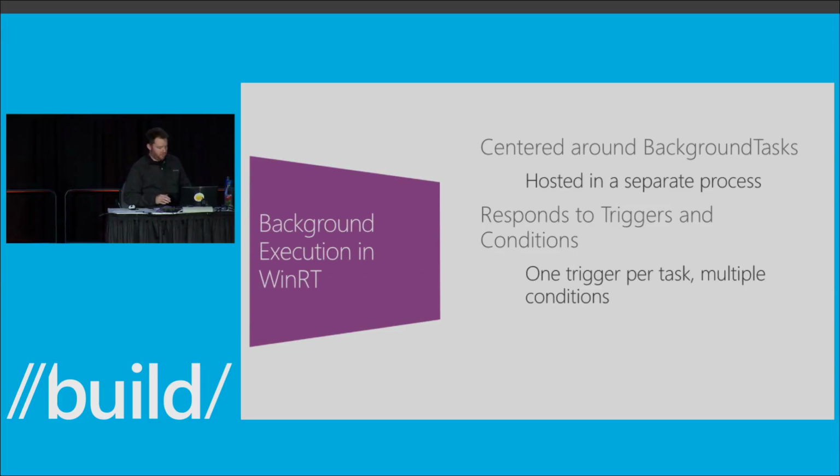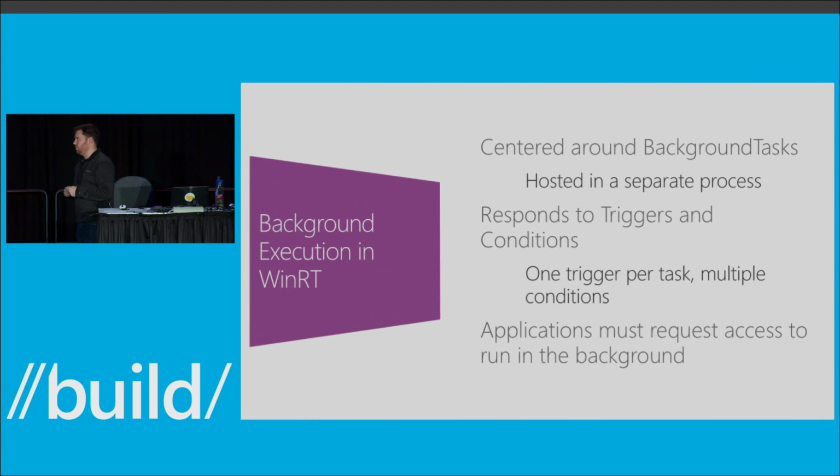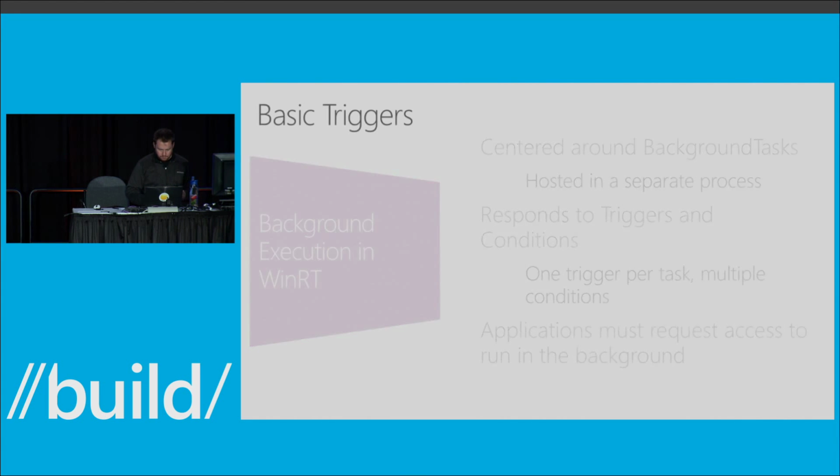Very equivalent concepts. And then one thing that's a little bit different from Windows that we've also brought over here in Windows Phone 8.1 is that applications must explicitly request access to run in the background. So there's an API you have to call to tell our background infrastructure that, as an application, I want to be able to run in the background. I'll talk more about that later and some of the implications that might have on your code.